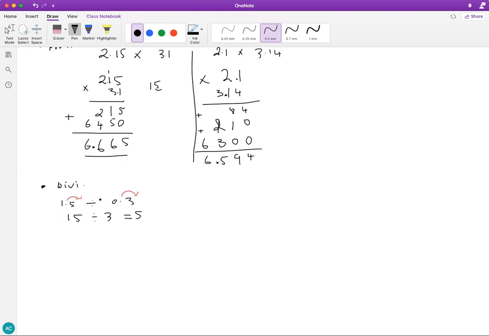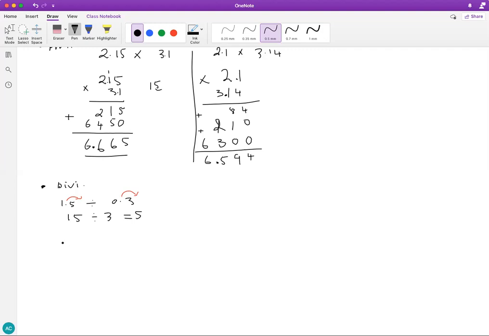It doesn't work every time. Sometimes you still have to do the division after you move the decimal, but if you're lucky to get some even numbers or some divisions like these, you can do this quickly. So just move the decimals to the right, the same number of times.